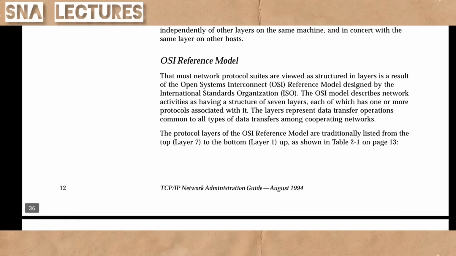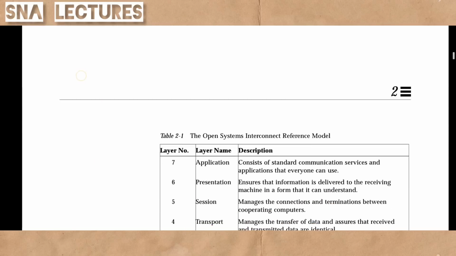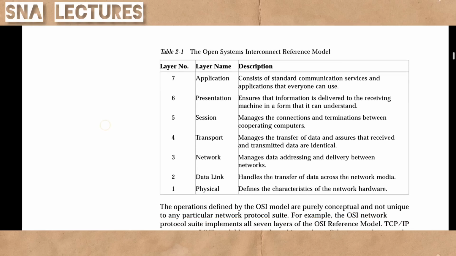So what is the OSI reference model? The OSI reference model is designed by the International Standards Organization, ISO. The OSI model describes network activities as having a structure of 7 layers. The protocol layers of the OSI reference model are listed from bottom to top. We will discuss it from the top down.